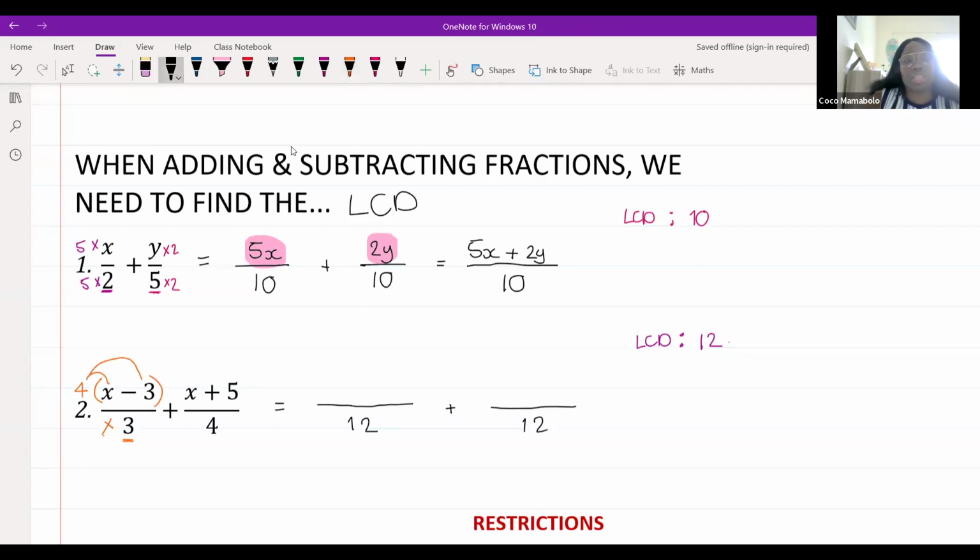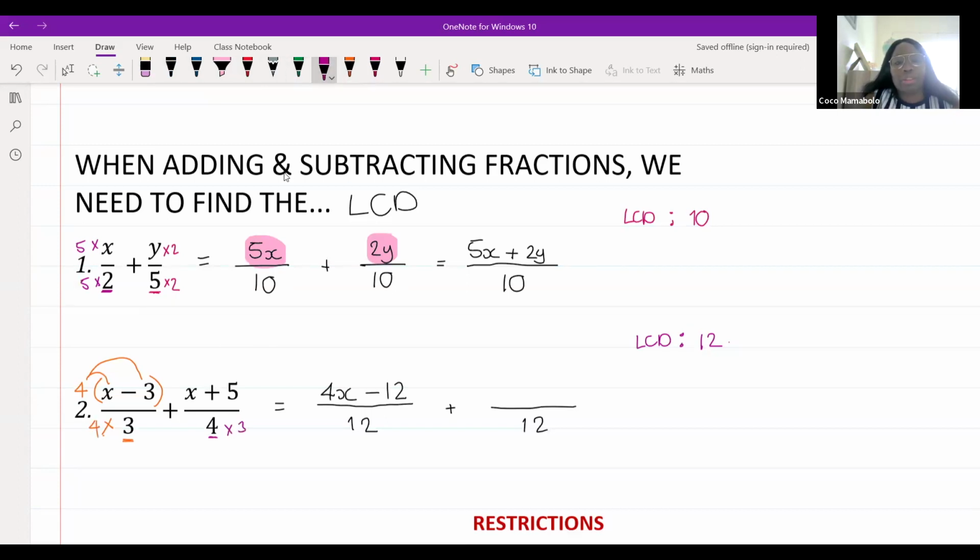And then I need to take that 4 on the outside and distribute. I must distribute 4 times x, 4 times -3. Well done. That's the answer I'm looking for. So I know 4 times x will give me 4x. And then 4 times -3 will give me -12. Okay, that first fraction done. Let's go to this next one. How did we get from 4 to 12? We times by 3, good.